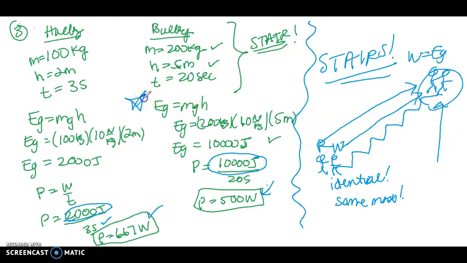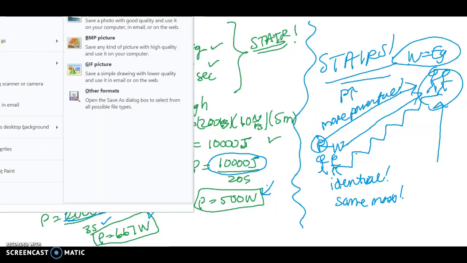Because they're the same mass and same height. Not like this, where they were different, right? But in the stair situation, same mass, same height, they do the same amount of work or energy. However, the runner is more powerful, because he or she does that work in less time. So when you divide by a smaller number, that gives a higher power rating. All right, one more. Let's do number 4.